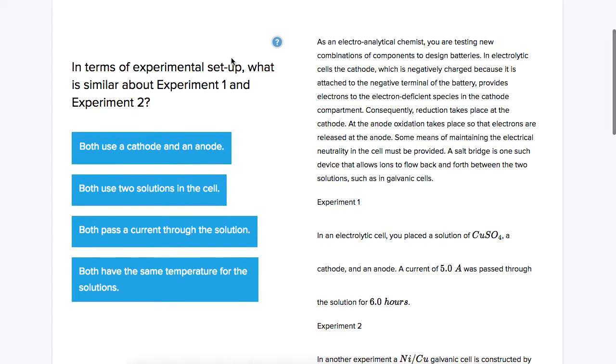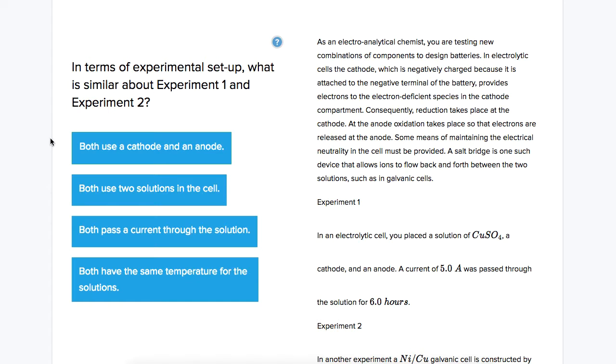We're looking at an ACT science question. This question says, in terms of experimental setup, what is similar about experiment 1 and experiment 2? Okay, so I have a feeling that the best way to answer this is probably to rule some things out, to eliminate some things.